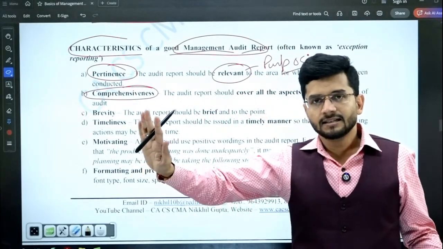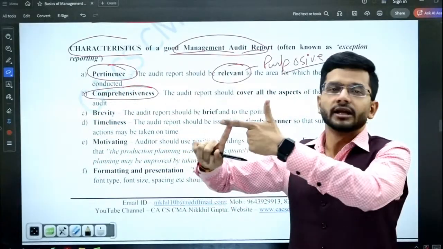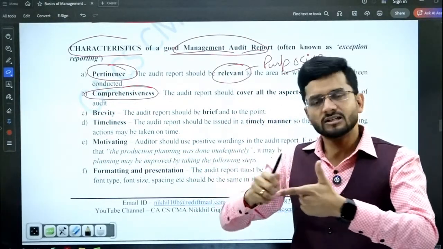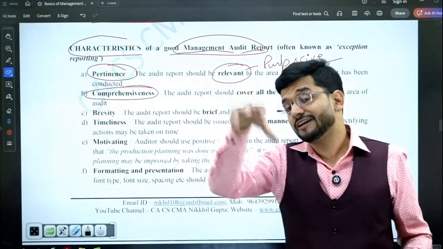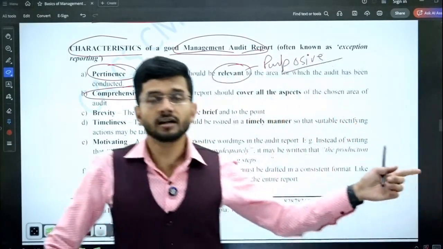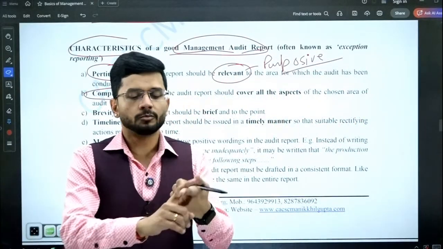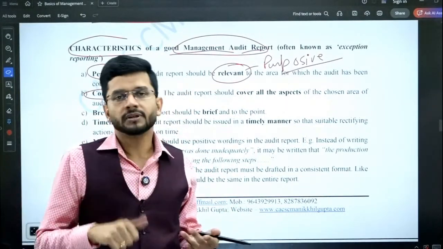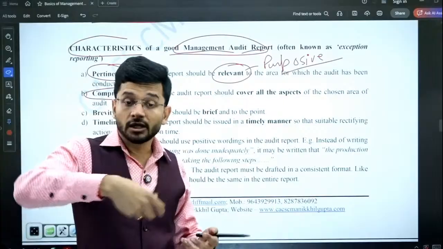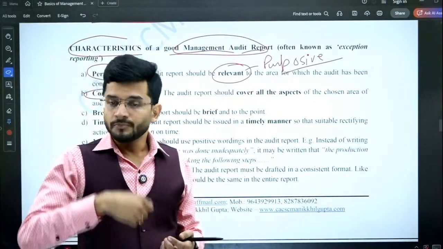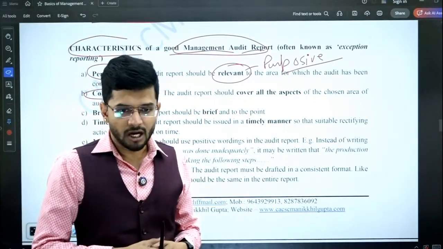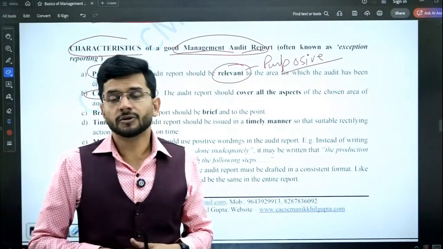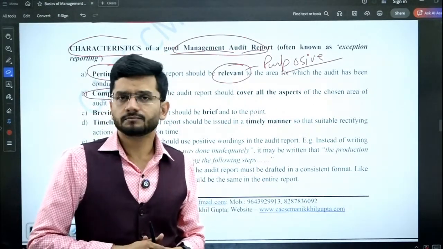So if it's finance, then it should cover all the aspects of finance, like accounting, auditing, statutory compliances, income tax, GST. Everything should be included, at least for the finance department. If it's HR, then everything should be included in HR, like recruitment, taking interviews, how you are inducting the new candidates, what is your exit procedure, how do you take exit interviews, how do you get resignation done, what is the notice period, everything.